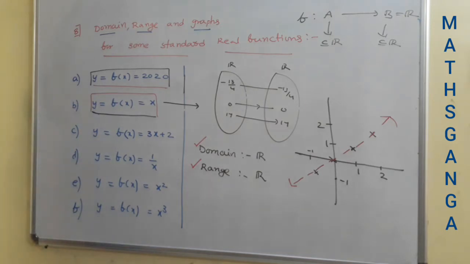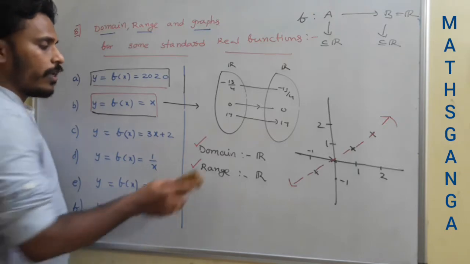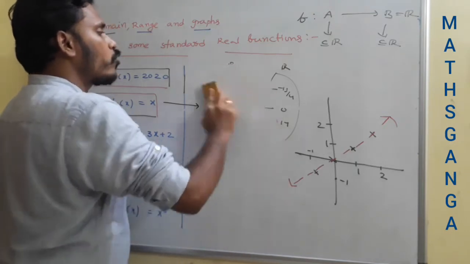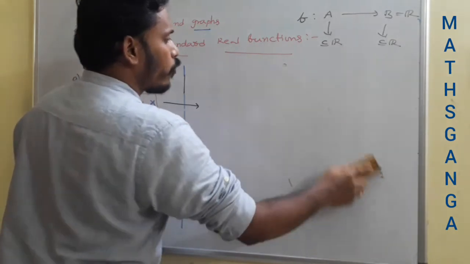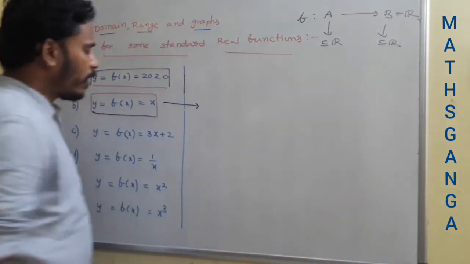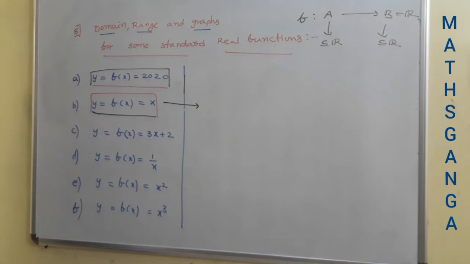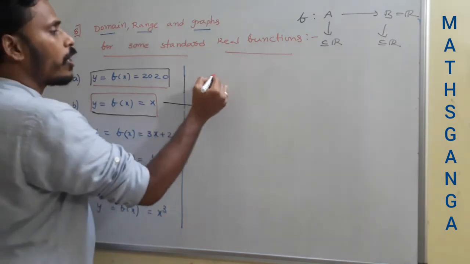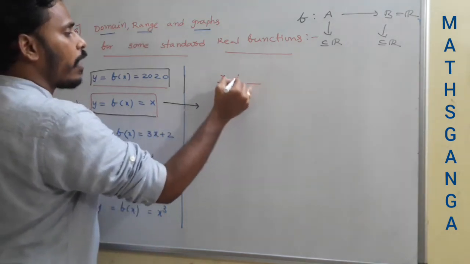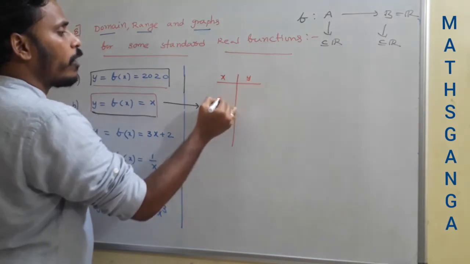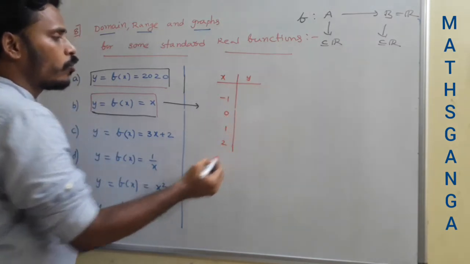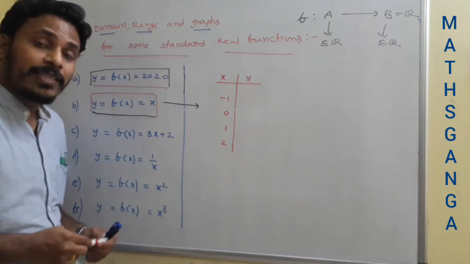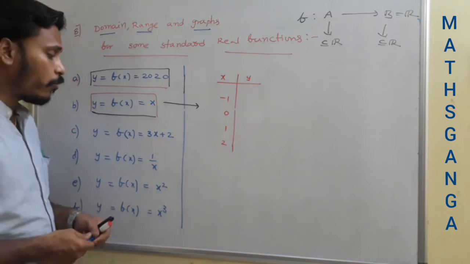Then coming to the third one, y is equal to f of x is equal to 3x plus 2. In the sense that if you take any value in the place of x, it generates the value of y. As we know, y is dependent on x. So you just take some values in the place of x, like minus 1, 0, 1, 2, like that. If you take x as minus 1, what can we say about the y value?